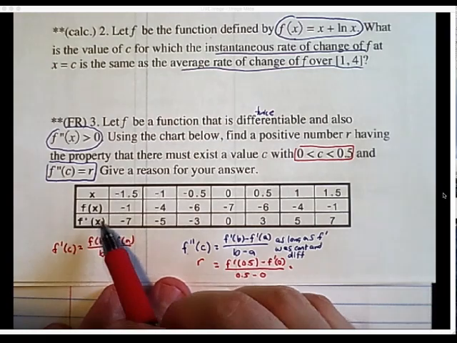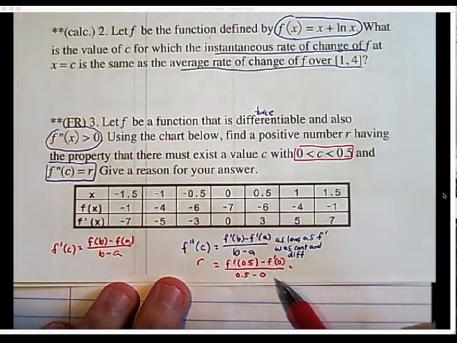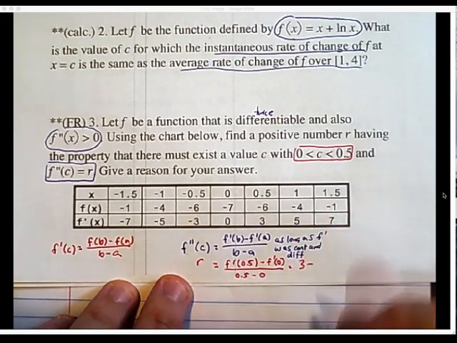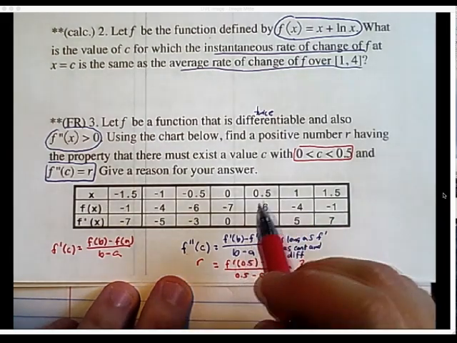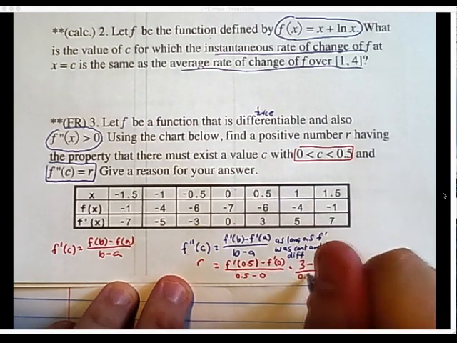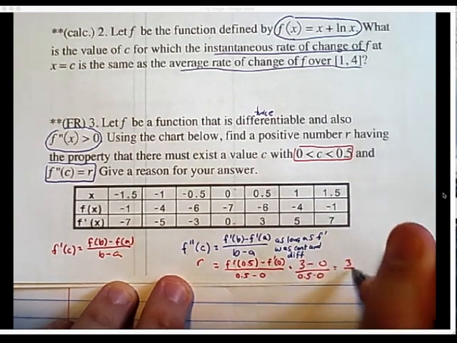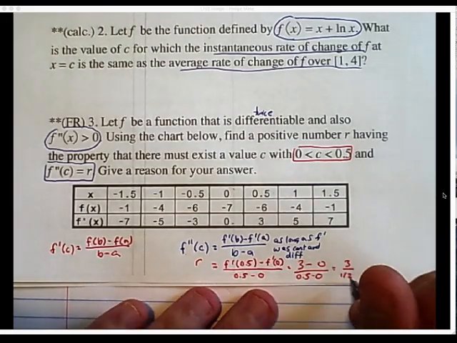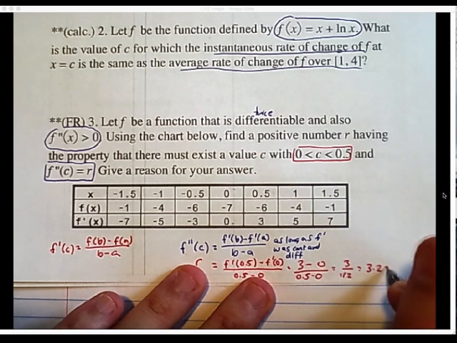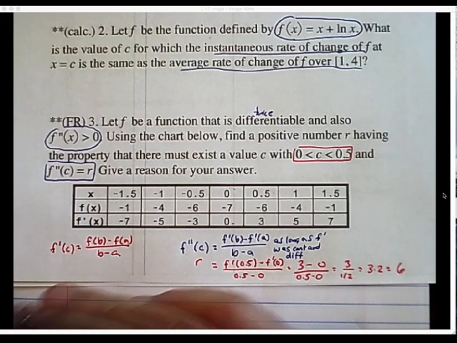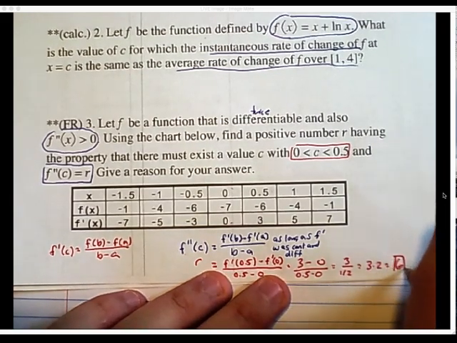So if I look at f prime at positive 0.5, it says here it's 3. So 3 minus f prime at 0, which is 0, all over a half minus 0, so that would be 3 over a half. And 3 divided by a half is the same thing as 3 times 2, and that equals 6. So I just figured out that the value of r is 6.